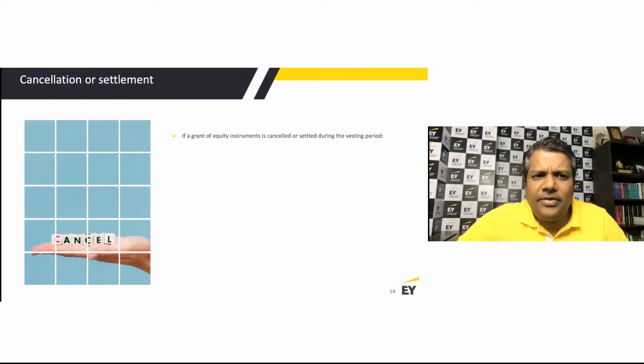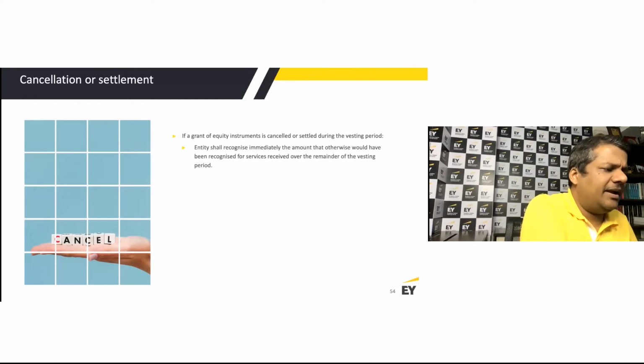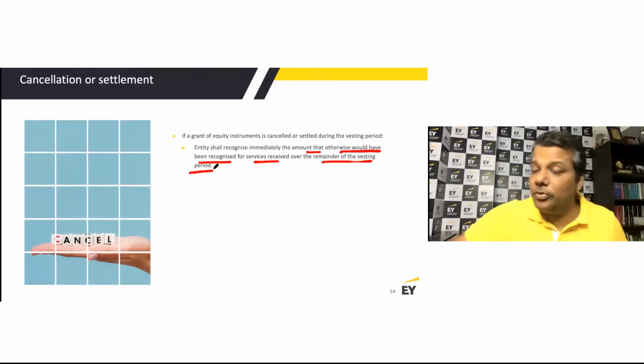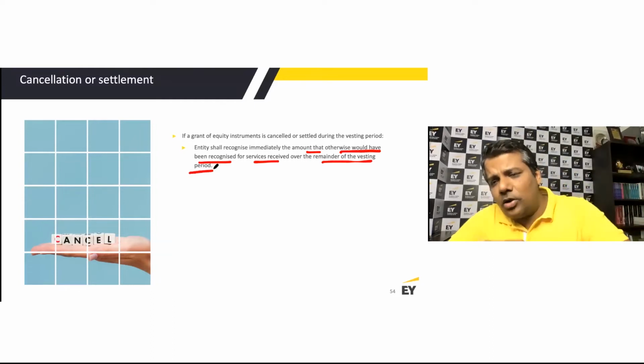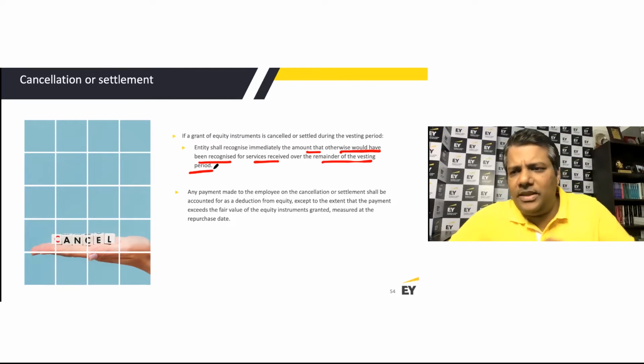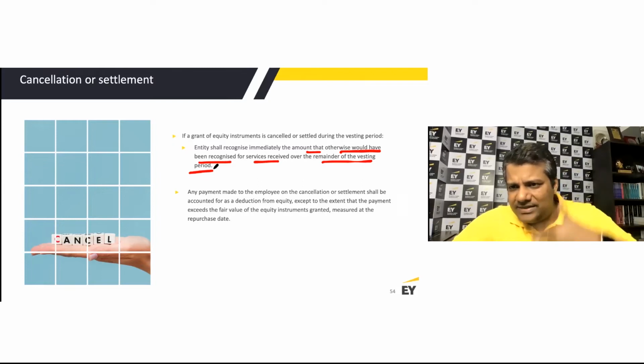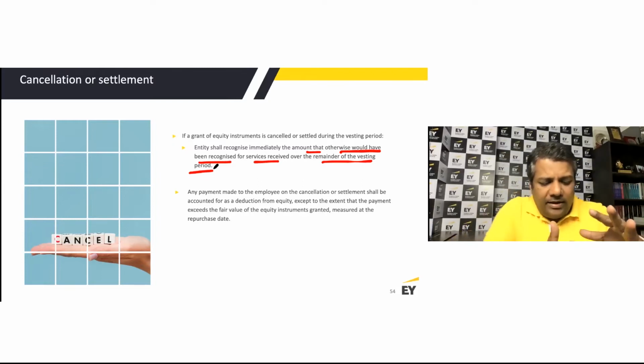If a grant of equity instruments is cancelled or settled during the vesting period, the entity shall recognize immediately the amount that otherwise would have been recognized for services received over the remainder of the vesting period. So immediately you have to recognize what you otherwise would have recorded over the remaining service period. Any payment made to the employee on the cancellation or settlement shall be accounted for as a deduction from equity, except to the extent that the payment exceeds the fair value.